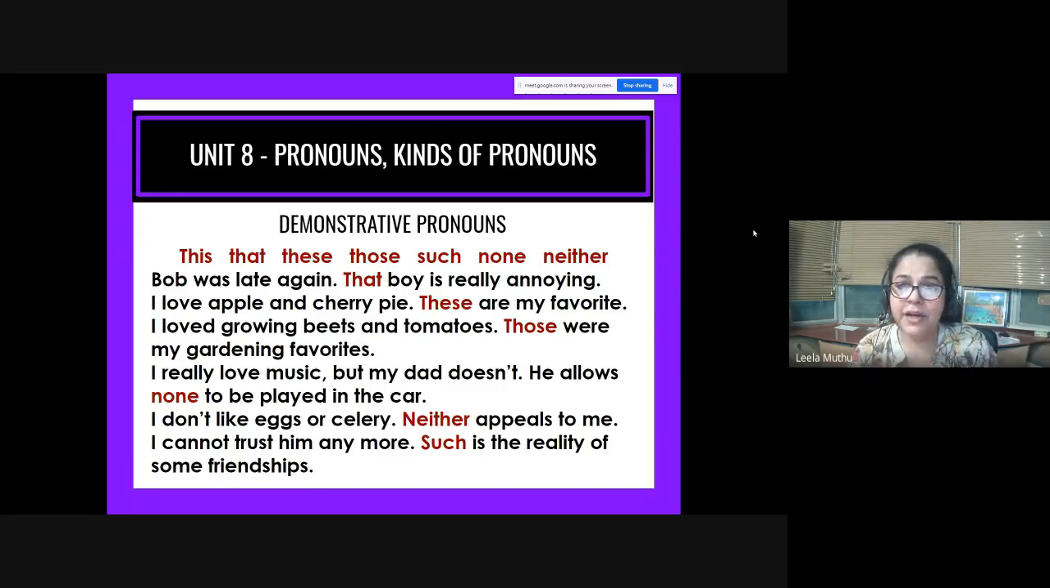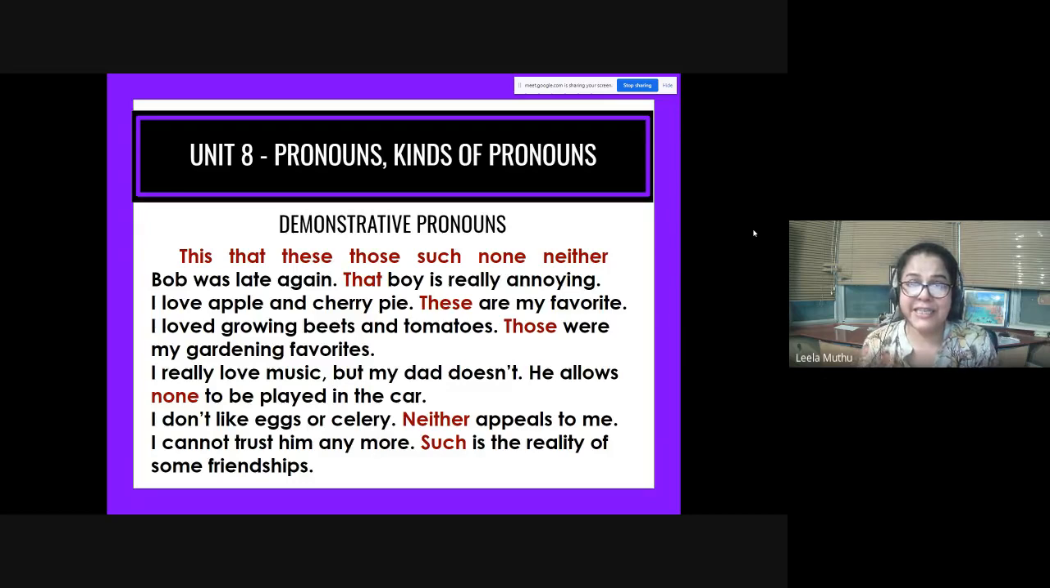Okay. Now, "that boy," we're referring to Bob. It's taking the place of the noun. That boy is really annoying. Okay. Everybody knows when you start off with "Bob was late again" and you say "that boy is really annoying," it's connected. You're talking about Bob. You're not talking about Ramesh or Karthik, or Joey or Jimmy. You're talking about Bob.